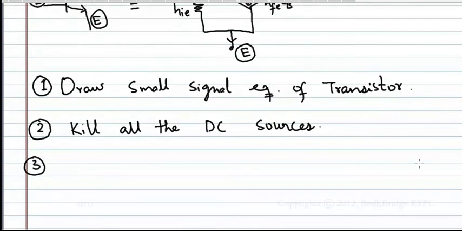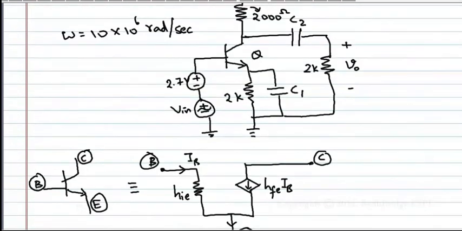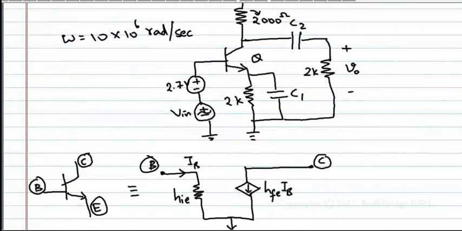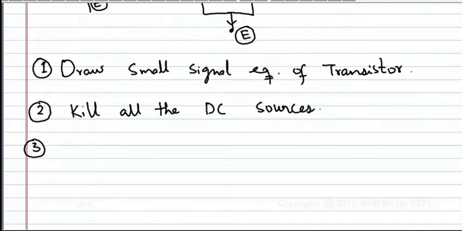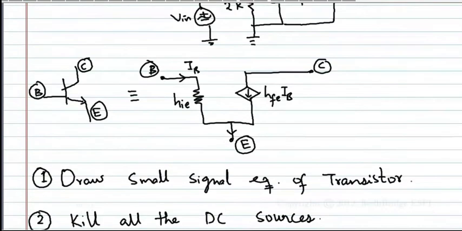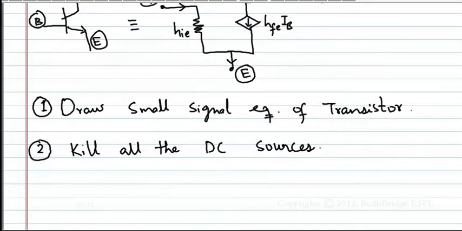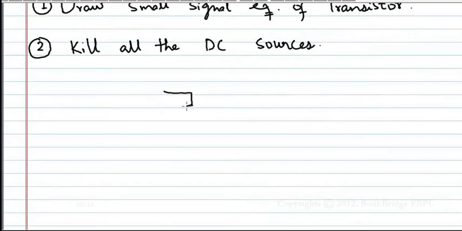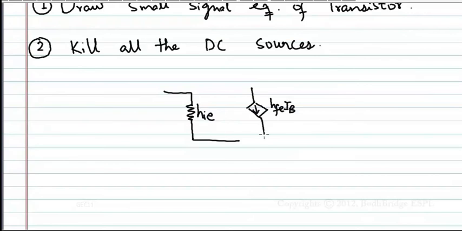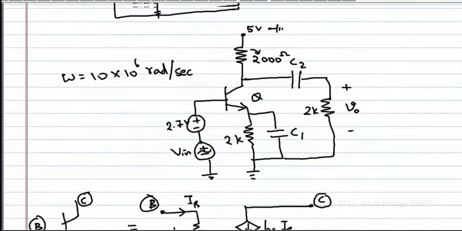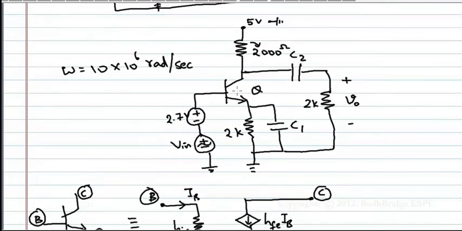Third one, mostly capacitors will be short at the small signal frequency. Here anyway he gave that assumption, so there is no need. Okay, that's it. Using these, draw the equivalent circuit. First I am drawing the small signal equivalent. What does that look like? h_ie, h_fe I_B. Now this is emitter, base, I_B and the collector. Alright, now in this circuit, this part is finished.